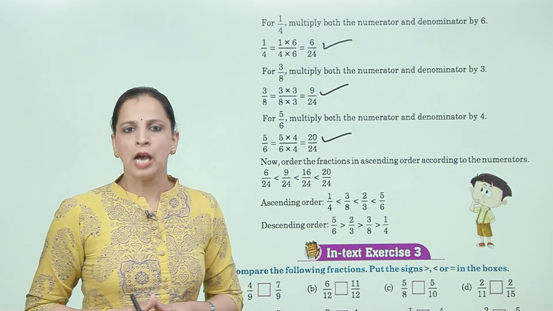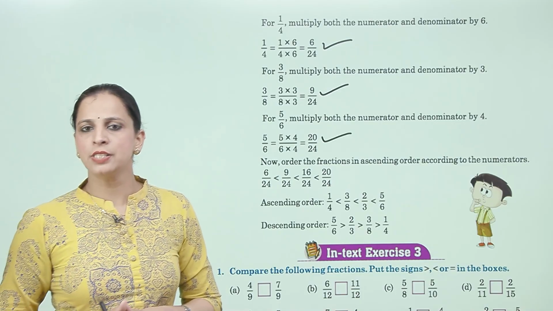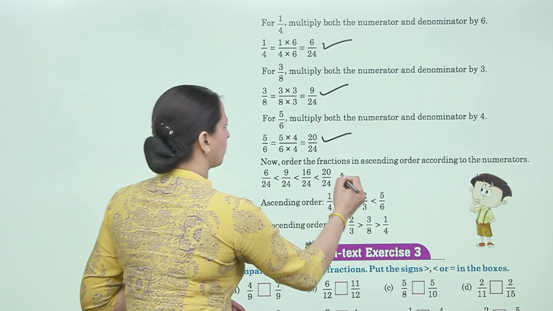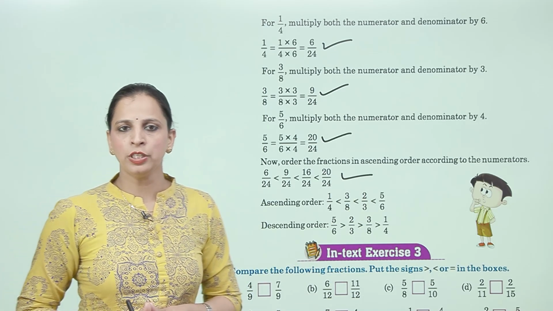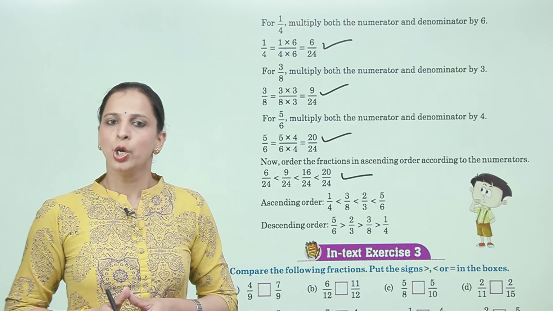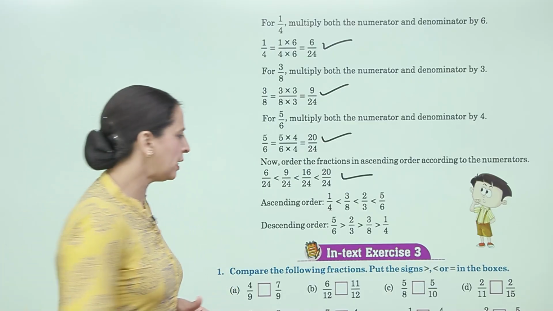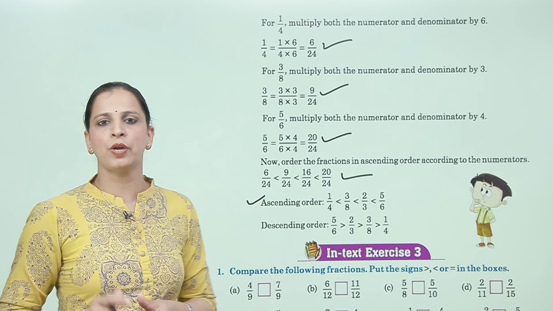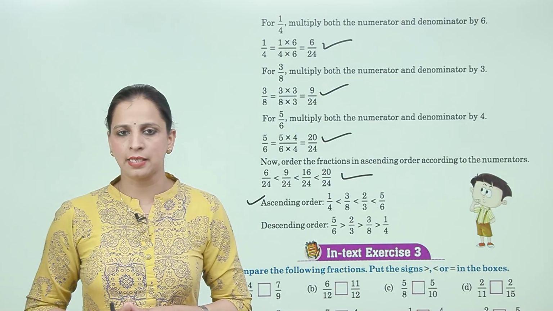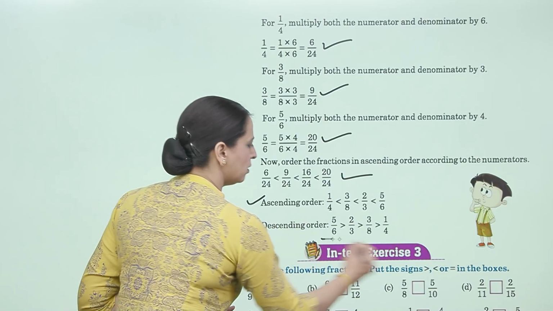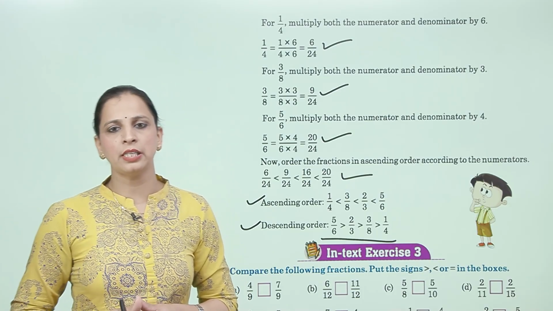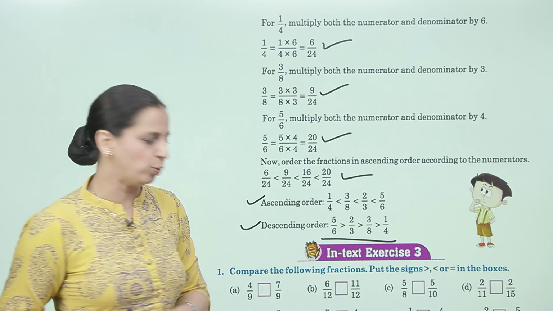20/24. Now, order the fractions in ascending order according to the numerators. That is 6/24 is less than 9/24 is less than 16/24 is less than 20/24. Now original fractions ascending order is 1/4 is less than 3/8 is less than 2/3 is less than 5/6. For descending order, reverse the chain. It is 5/6 is greater than 2/3 is greater than 3/8 is greater than 1/4.